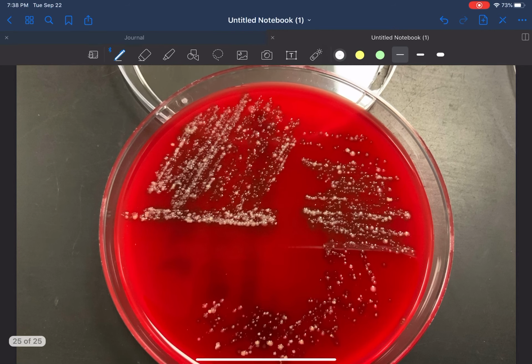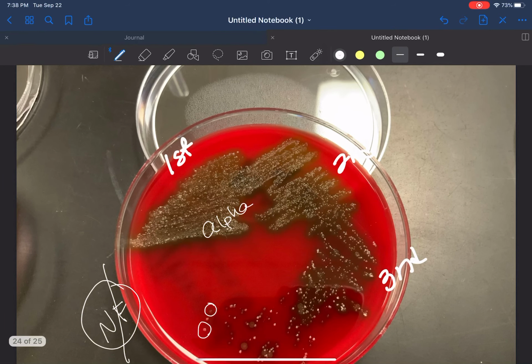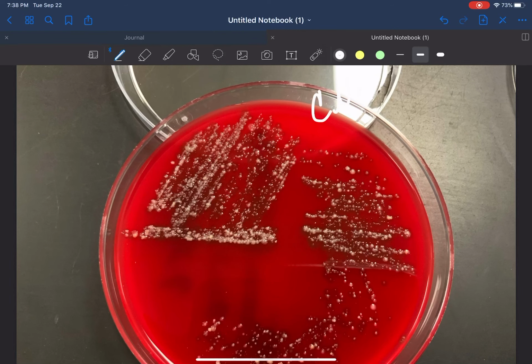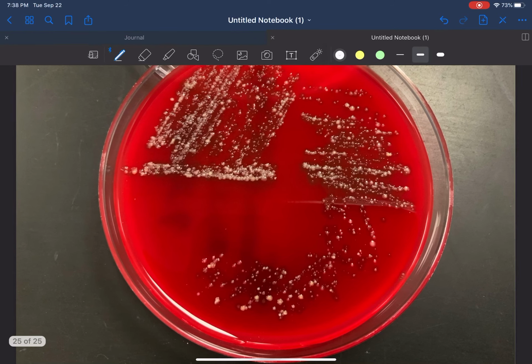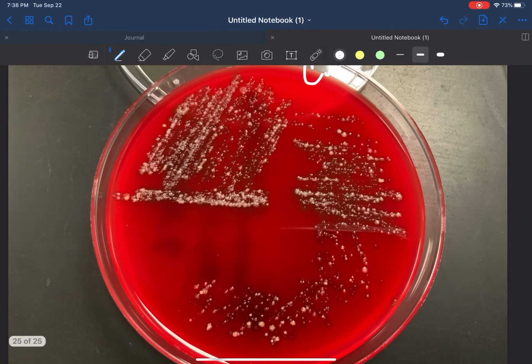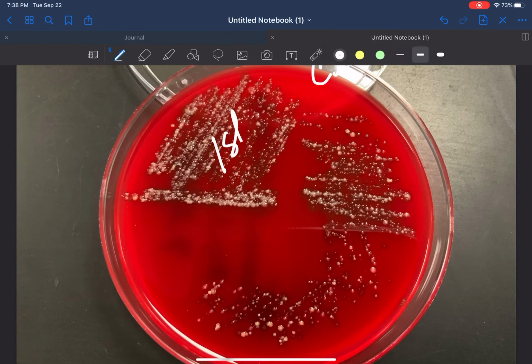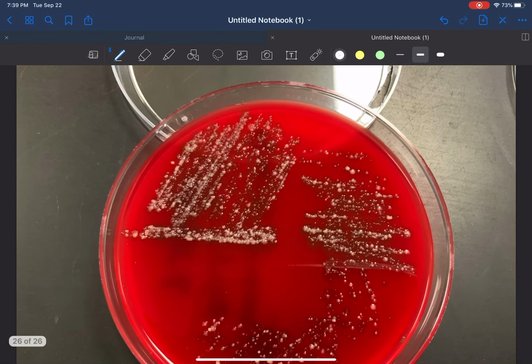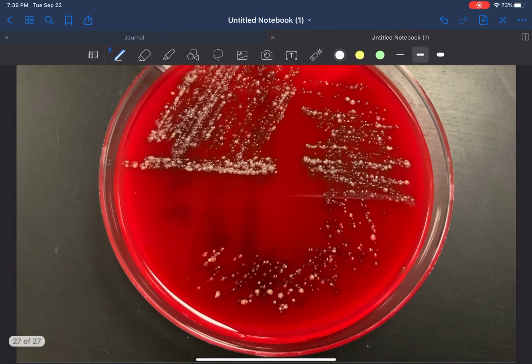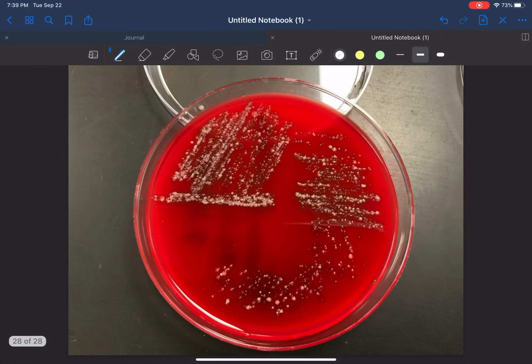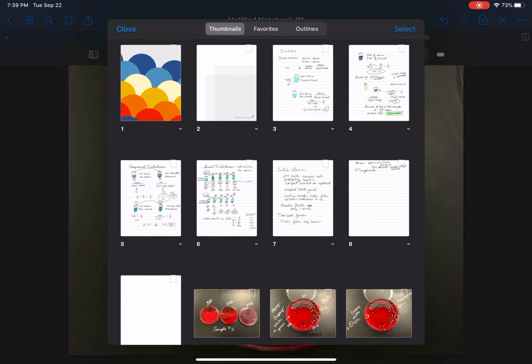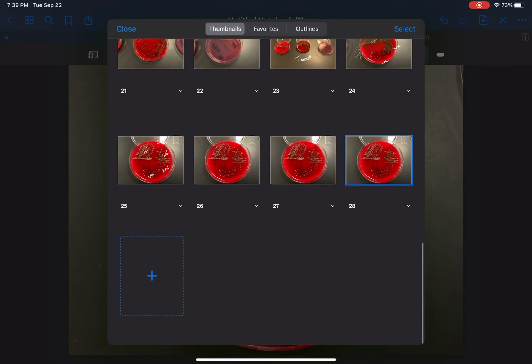All right, and here again, that was the blood agar plate maybe, and this was the CNA. But there's some really nice isolations. So this would be first quadrant, third, second, fourth. All right, we'll stop here and I will take some more pictures tomorrow.